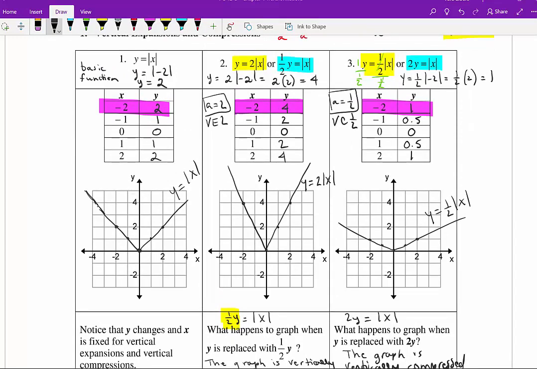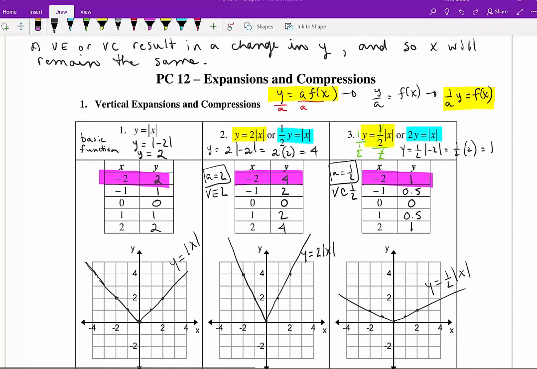Now, just on the side then, if you have your function written as we do up here, where it says 1/a y equals f of x, and if I look at example number 2, I'm telling you that a is equal to 2.